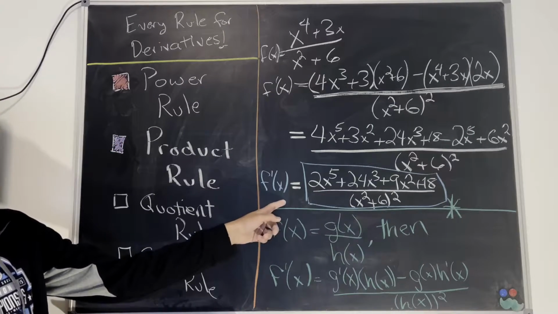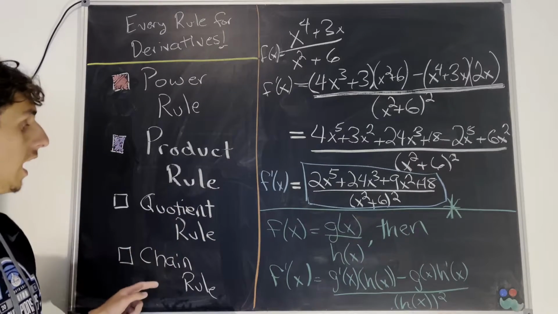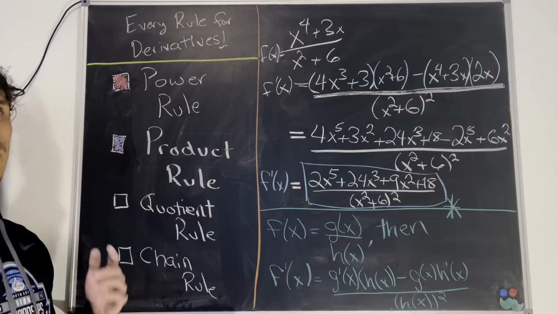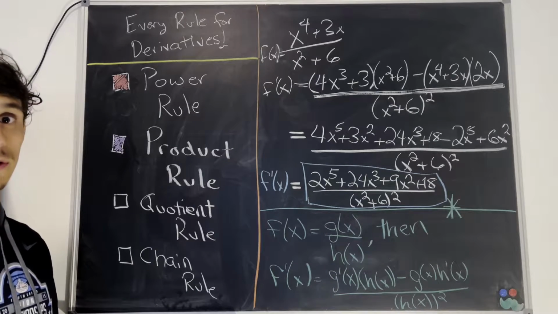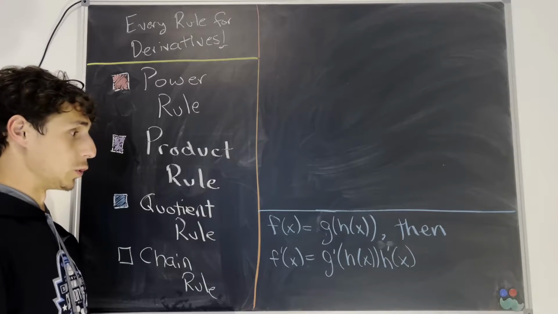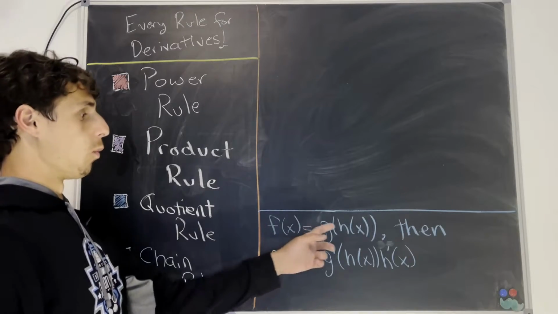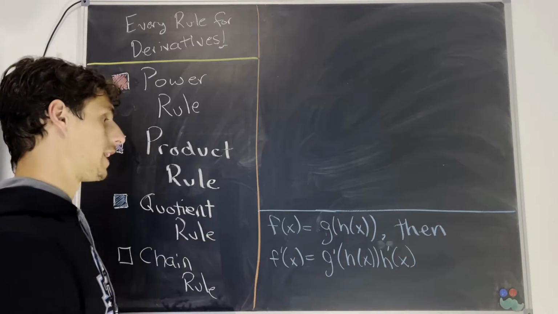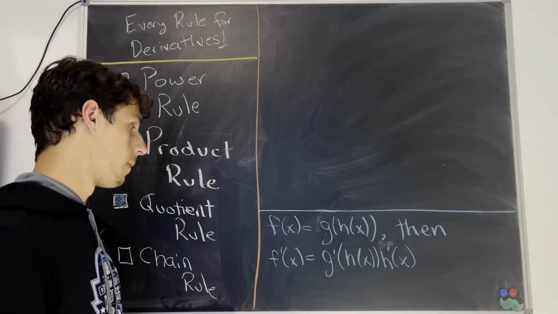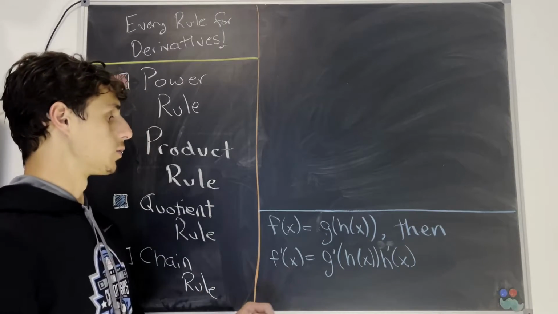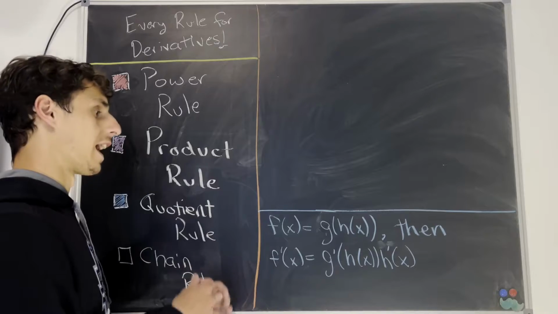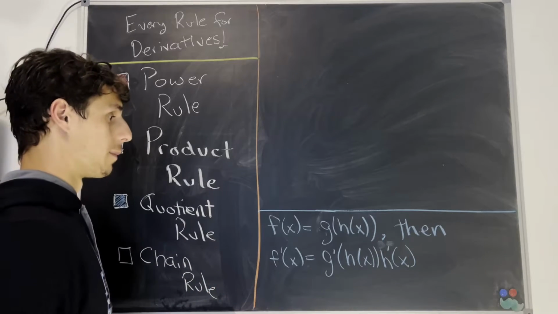Okay, so now that we've got this quotient rule done, let's move on to the chain rule, and then we'll look at one problem that kind of fuses all of this together. So lastly, we have the chain rule, and that says that if we have a function f of x that is one function h of x contained within another function that we call g, then f prime of x is equal to g prime of h of x times h prime of x.